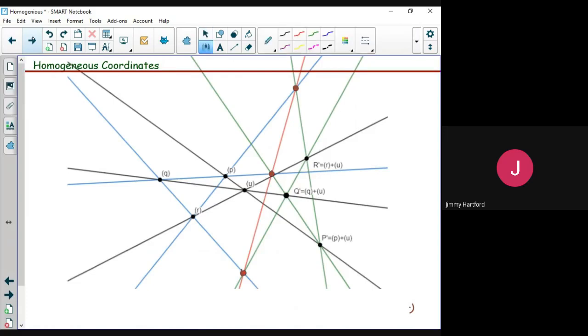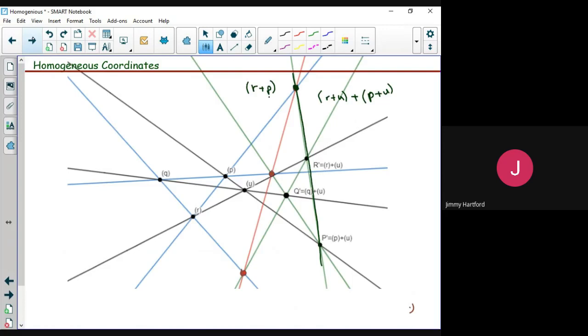Now this side here contains this point here. But this point is also on this line here. So this point has to be some combination of R and P, but it also has to be some combination of R plus U and P plus U. Did I get that right? Yeah.